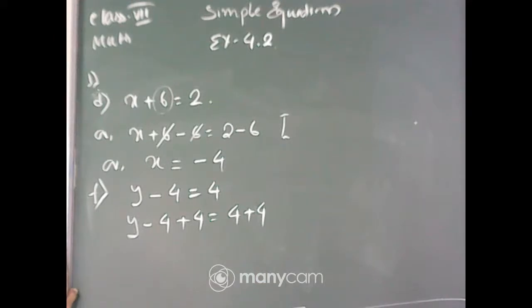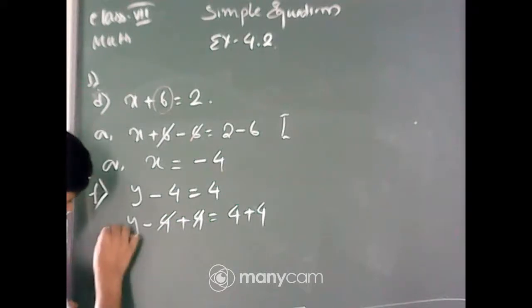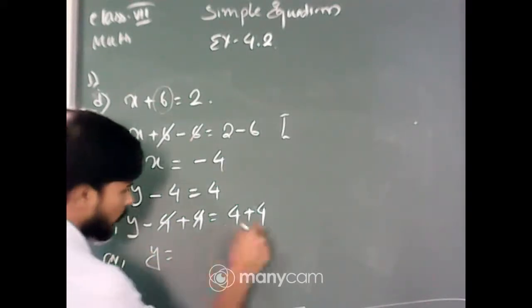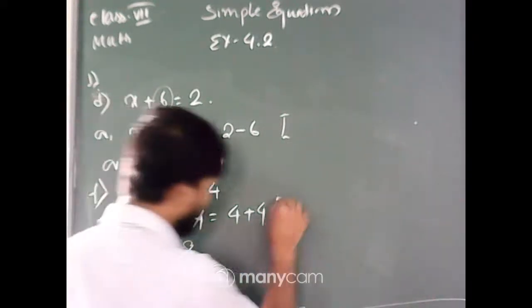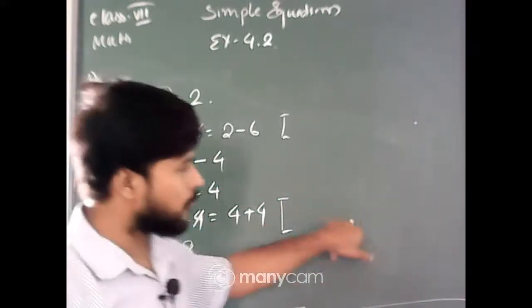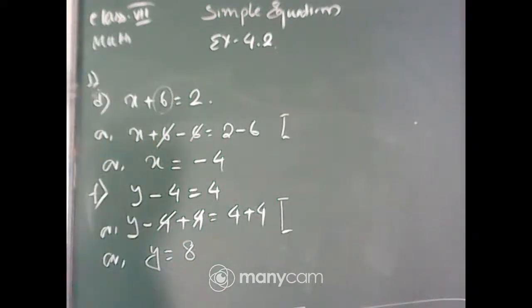From the left hand side, this minus 4 and this plus 4 will cancel each other. That means the value of y will be 4 plus 4, which is equal to 8. And do not forget to write the first step here, adding 4 to both sides. Yes, the answer is absolutely right.